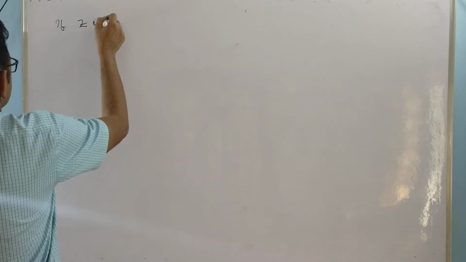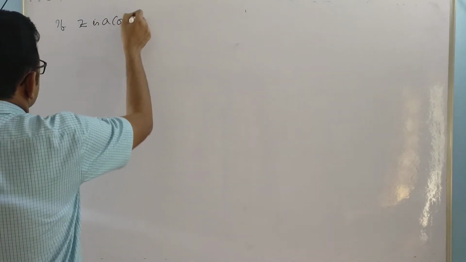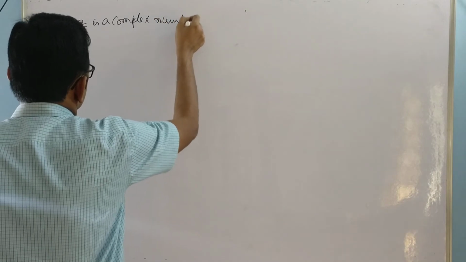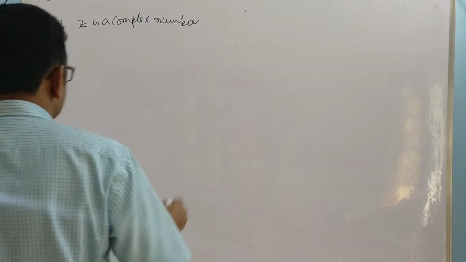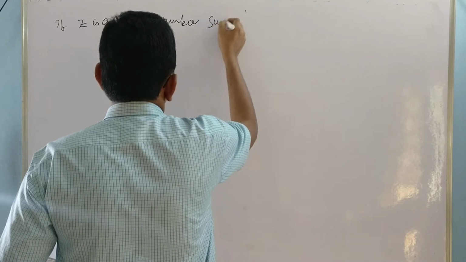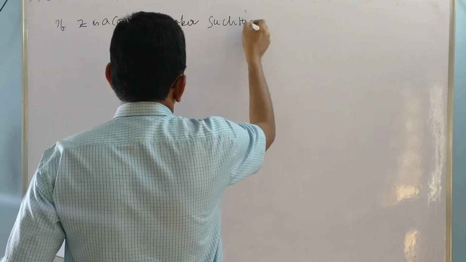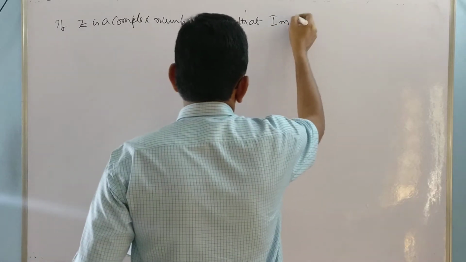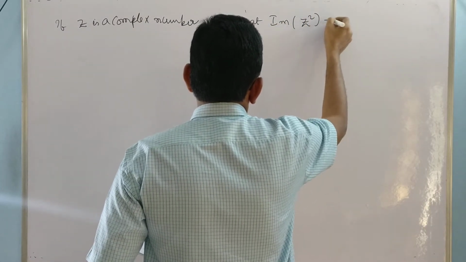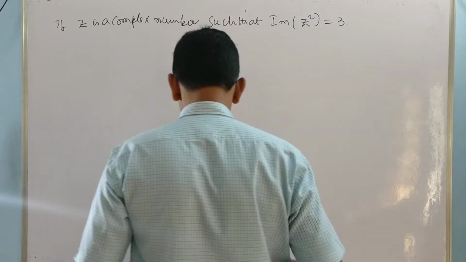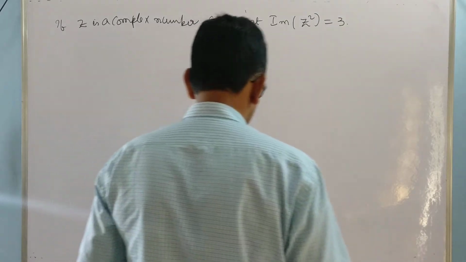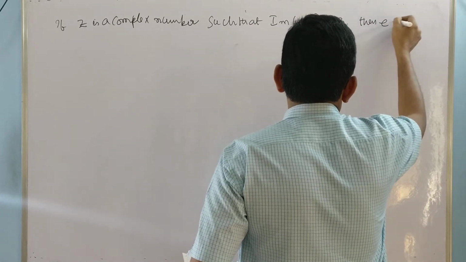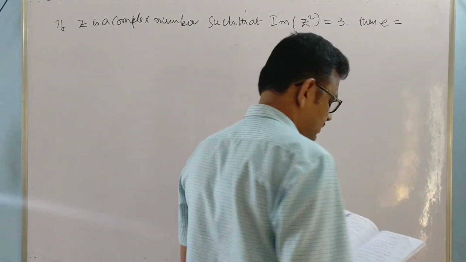If Z is a complex number such that the imaginary part of Z square is equal to 3, then the eccentricity is equal to what?